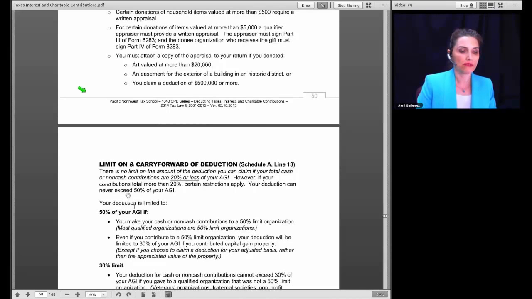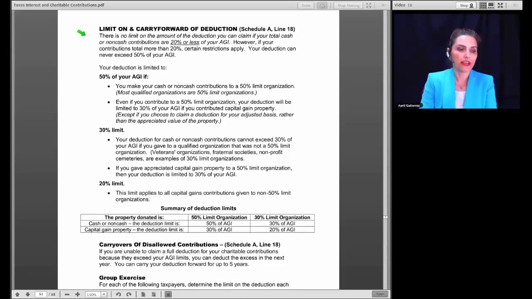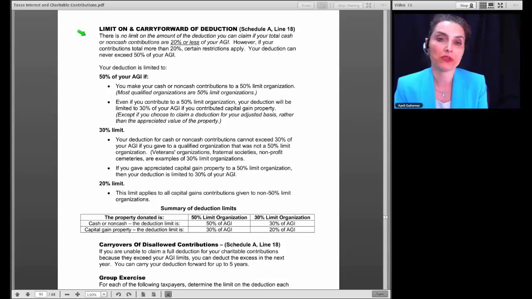There is no limit on the amount of the deduction you can claim if your total cash or non-cash contributions are 20% or less of your AGI. However, if your contributions are more than 20%, certain restrictions apply, but your deduction can never exceed 50% of your AGI. So this is actually a pretty common question I get from my clients.